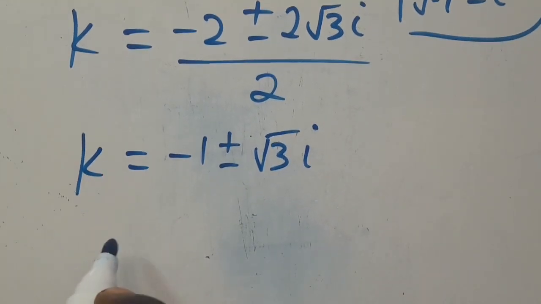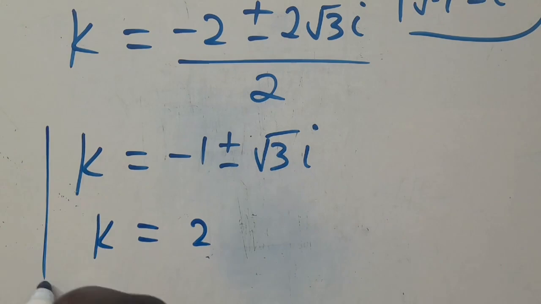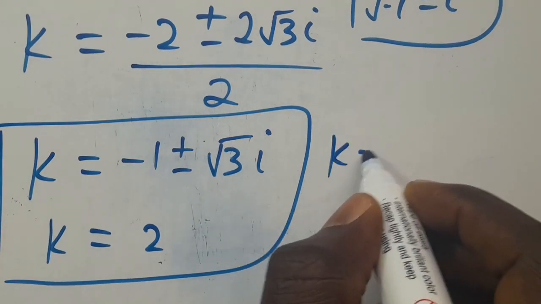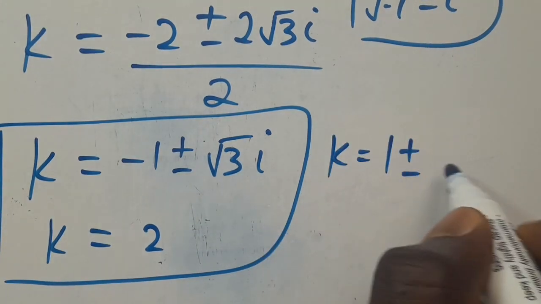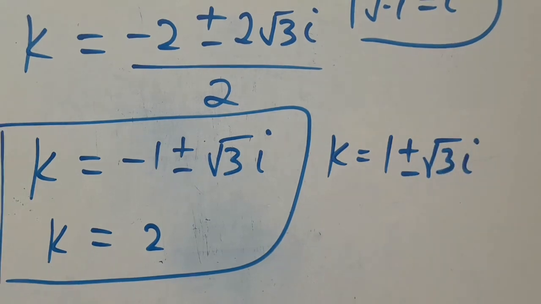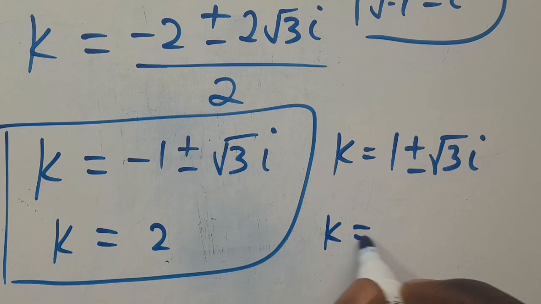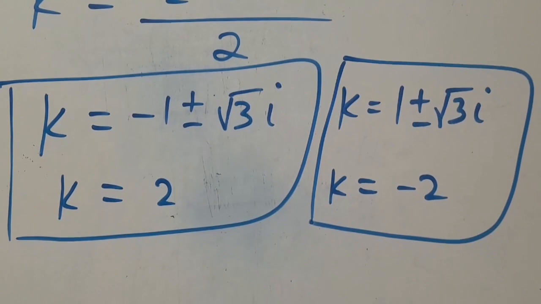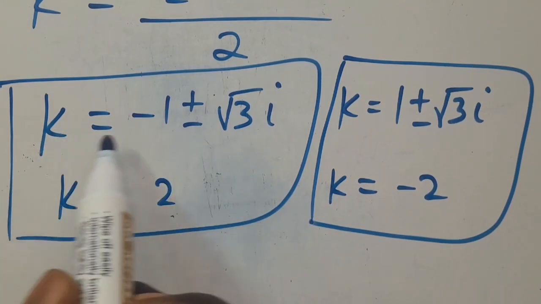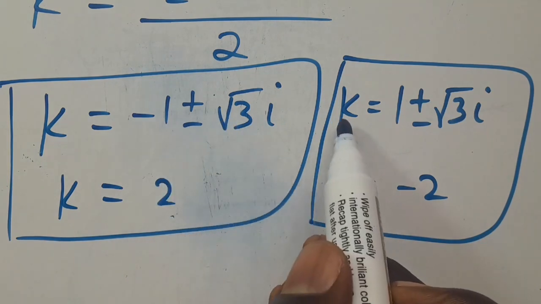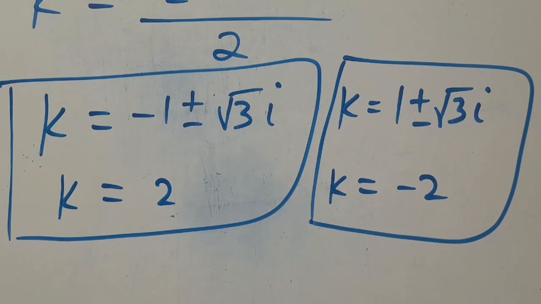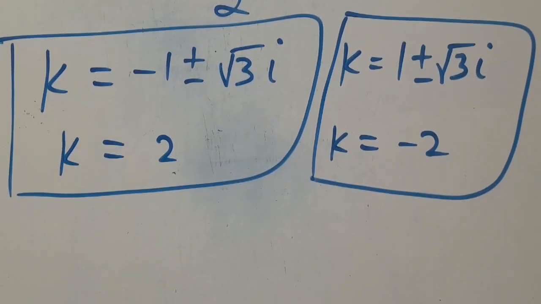Remember, we also have, for the case 2, k to be equals 2. Remember also that we have k equals 1, positive or negative, root 3i as this. And also we have k to be equals minus 2 for this as well. So this k equals minus 1, positive or negative, root 3i, and k equals 1, positive or negative, root 3i are complex solutions. Why k equals 2 and k equals minus 2 are real solutions, and you can check for that.